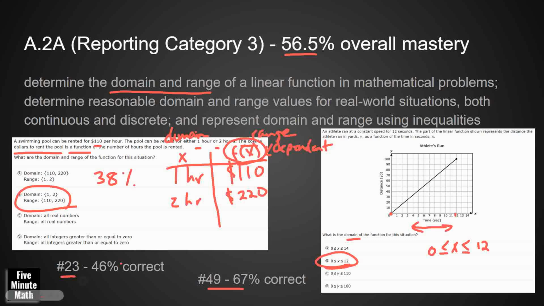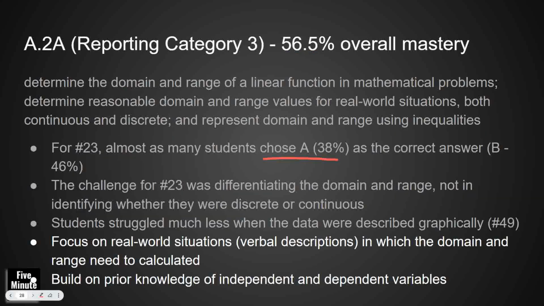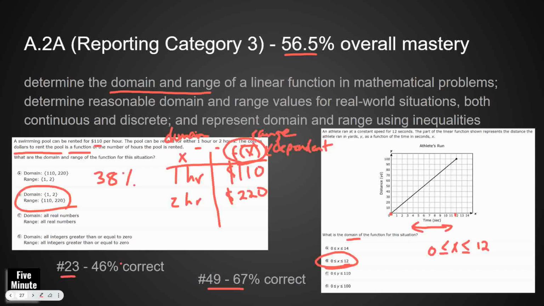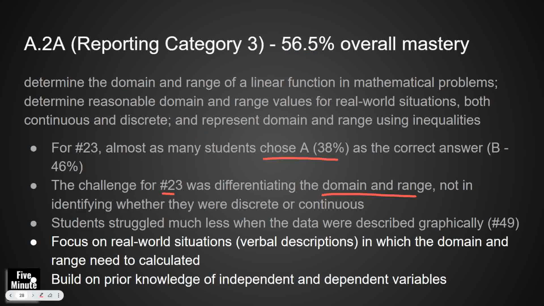So that is a challenge for students, is recognizing in real world situations which one's domain, which one's range. We can think dependent, independent variable. We can also look to see if they give us clues, even if it's formal geometric language. And then the challenge was obviously differentiating the domain and range, not identifying whether they're discrete or continuous. We didn't really struggle with all real numbers or all integers greater than or equal to 0. We had a few answers there, obviously, but that wasn't the challenge. And then the struggle much less when the data was described graphically. So seeing that graph makes it a lot easier on number 49. And so we need to focus on real world situations, the verbal descriptions, in which they need to be calculated and they're described with words rather than with a table or a graph.